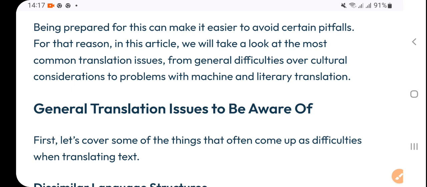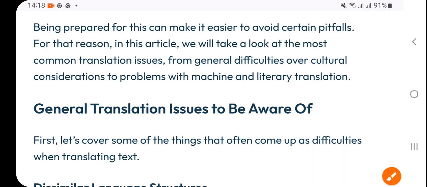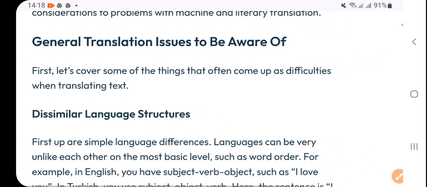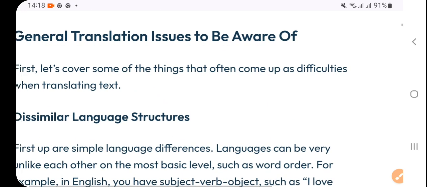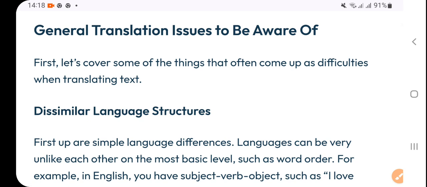For that reason, in this article we'll take a look at the most common translation issues, from general difficulties over cultural considerations to problems with machine and literary translation. Actually, there are two types of translation: machine and literary translation, right? So let us see what kind of problems we face. First are general translation issues to be aware of. Let's cover some of the things that often come up as difficulties when translating text. So just a normal problem we are going to discuss first.